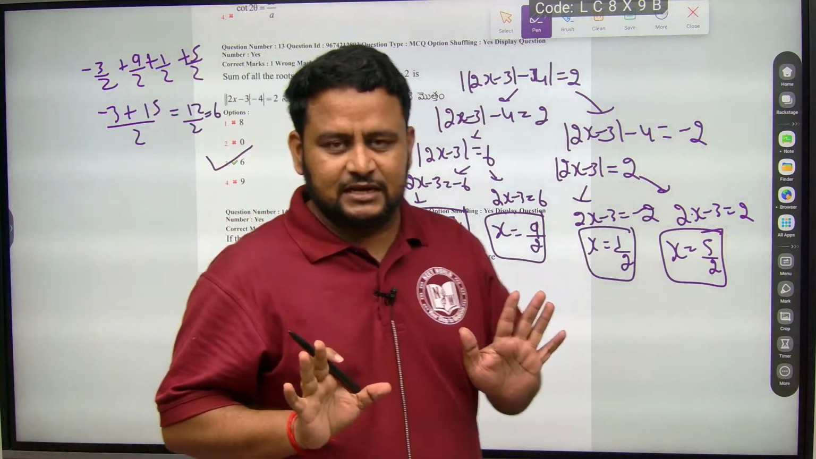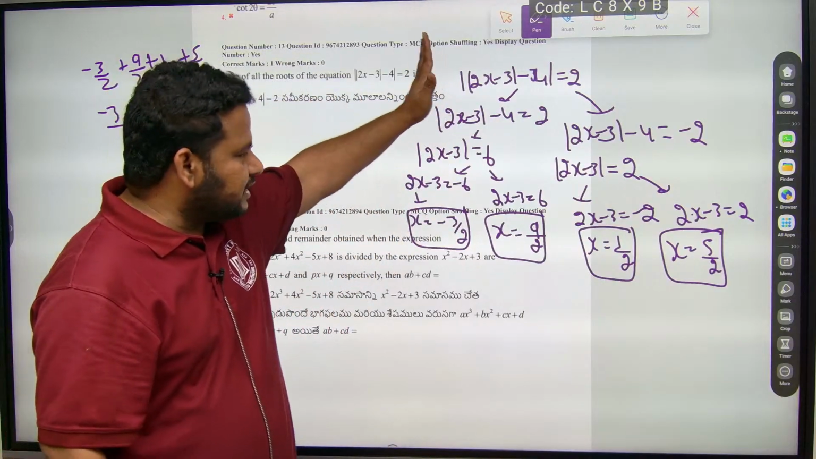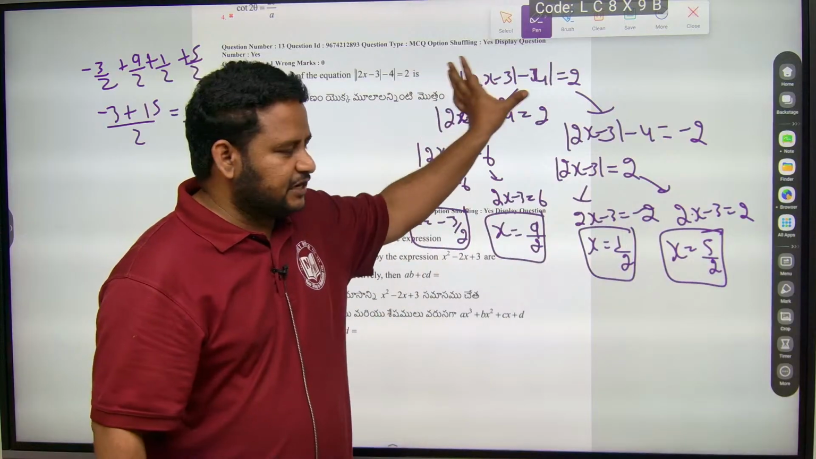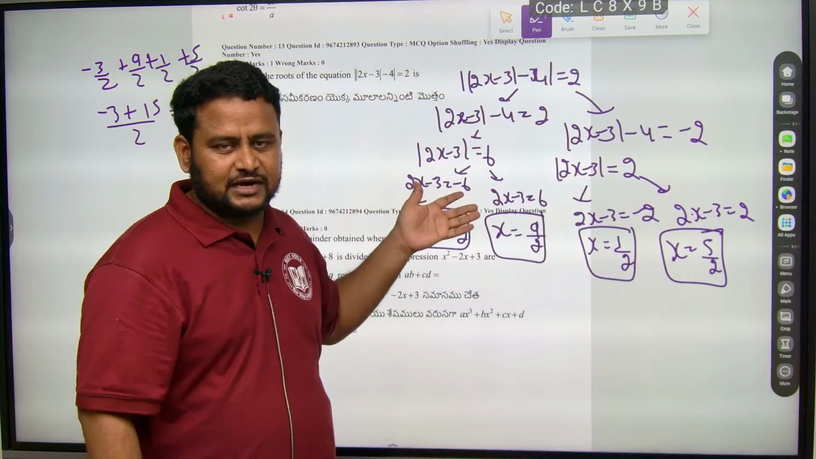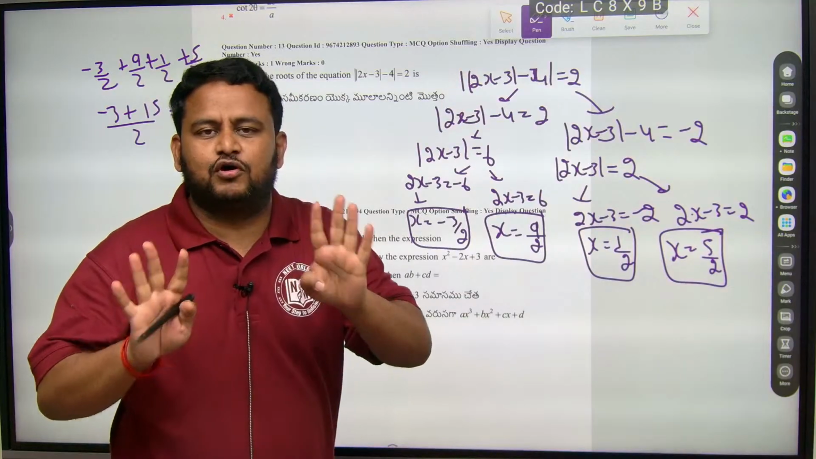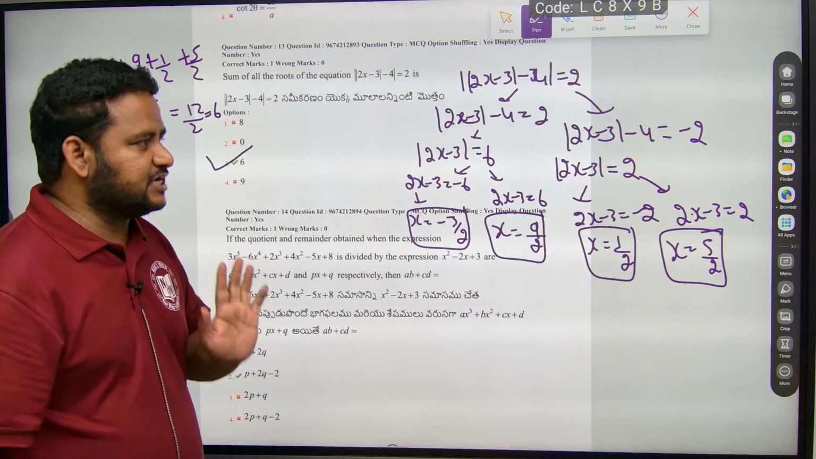I hope it is clear. It is a fairly simple question. See here, you should know the concept of the modulus function. Based on that, they have given a double modulus function. If it is a single modulus function, you will get 2 roots. Since it is a double modulus, you will get 4 roots. All those 4 roots, if you add, what is the value you will get? That is 6. 6 is the correct answer, friends.